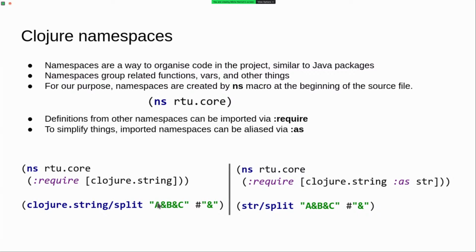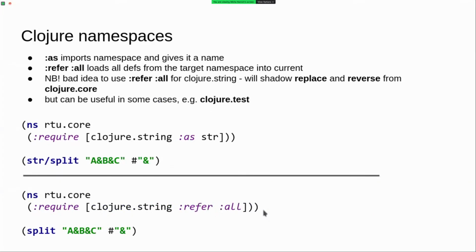And to simplify things a little bit, we can give aliases to the imported namespaces. And in the second example, you can see that we mark the namespace clojure.string as str. And then when we call this function, we can simply use str/split. Cool.